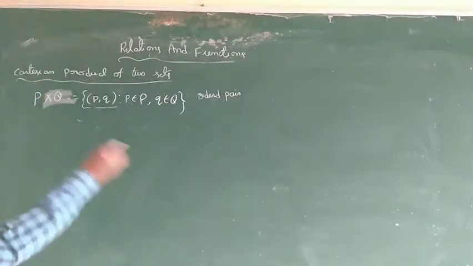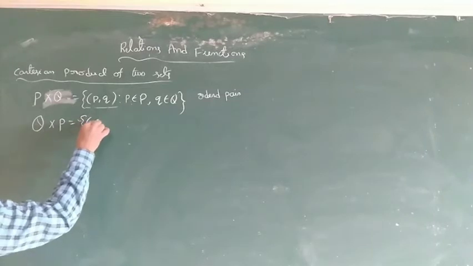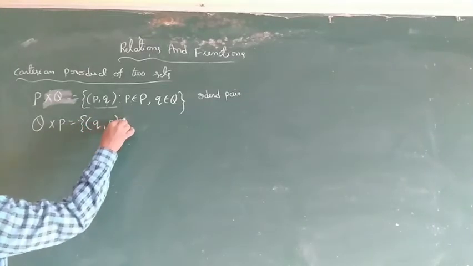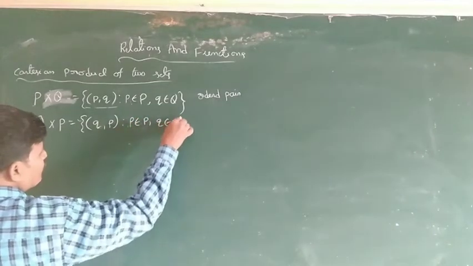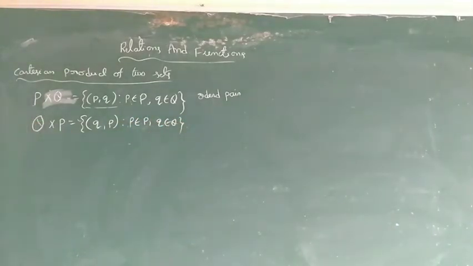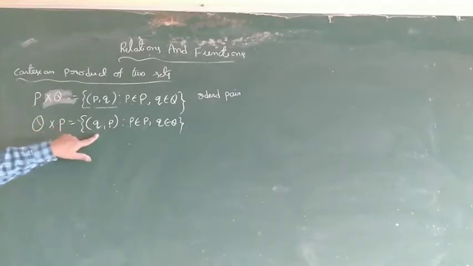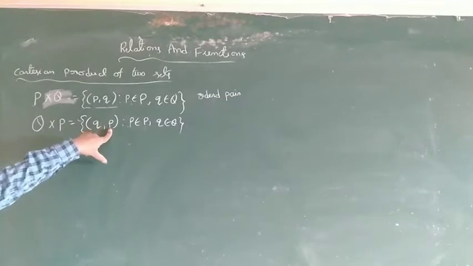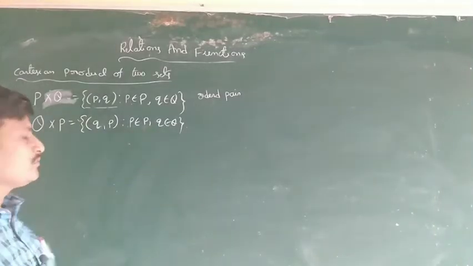Now Q cross P, for example. It is the set of all (q, p), where p belongs to P and q belongs to Q. In Q cross P, the Cartesian product of Q and P, the first element in the ordered pair comes from Q, and the second element in the ordered pair is from P.